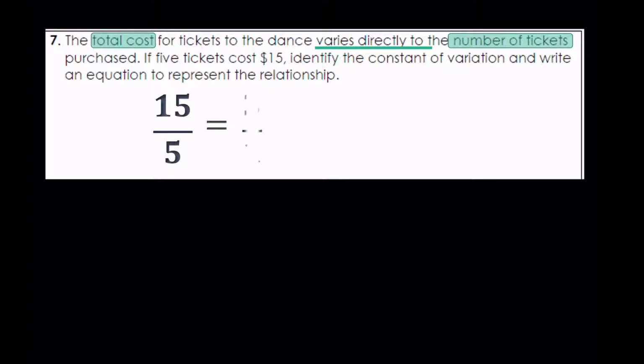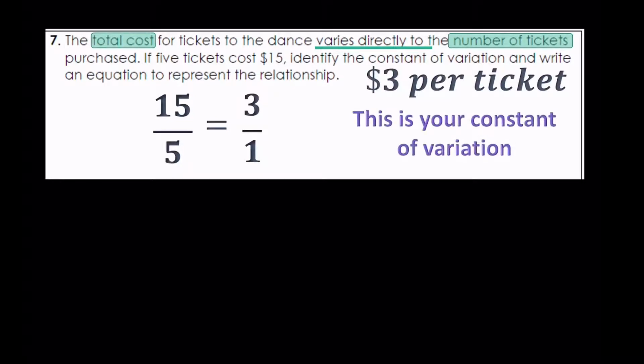So this here is my constant of variation. So I would say my constant is 3 per ticket. So I need you to write down that 3 per ticket is your constant of variation. That's what's consistently changing. That's the constant change, 3 per ticket.